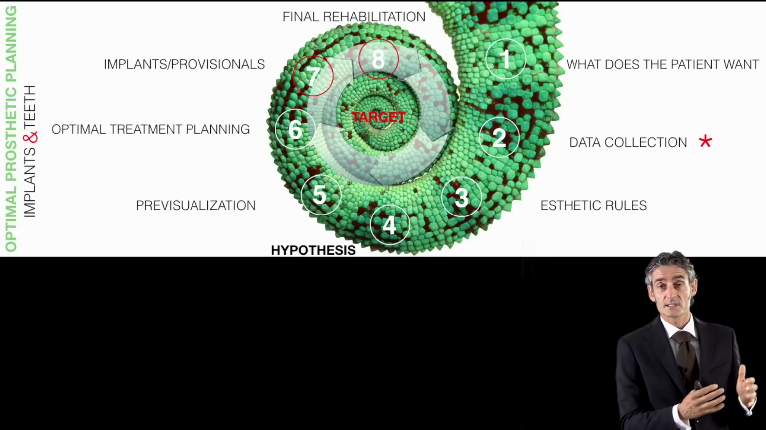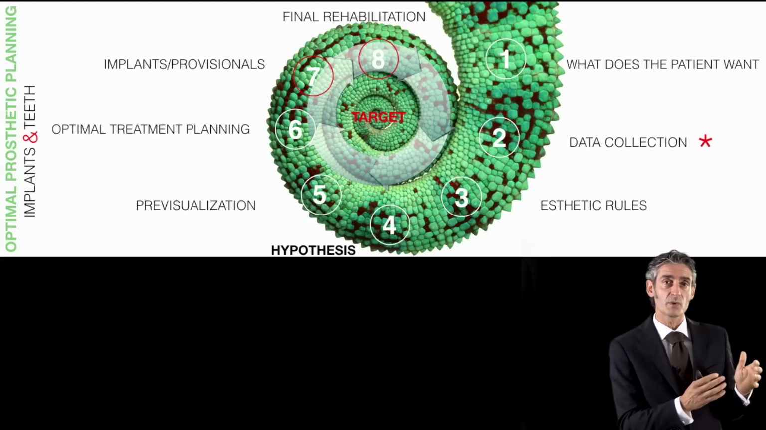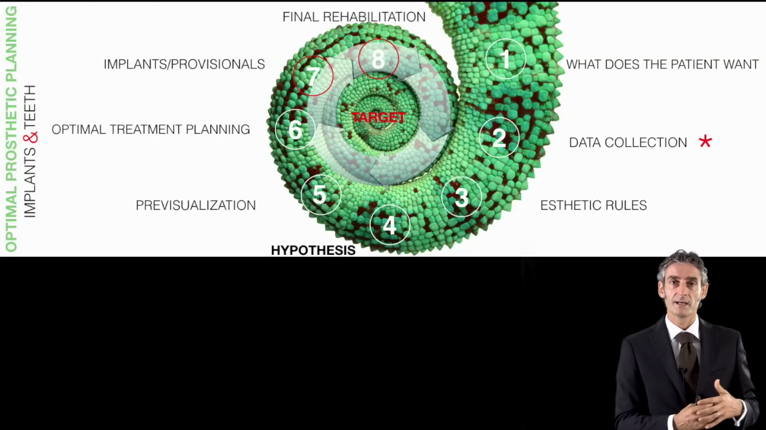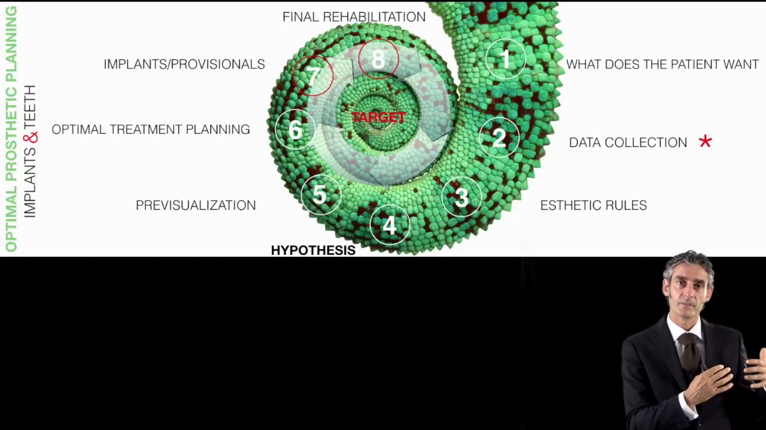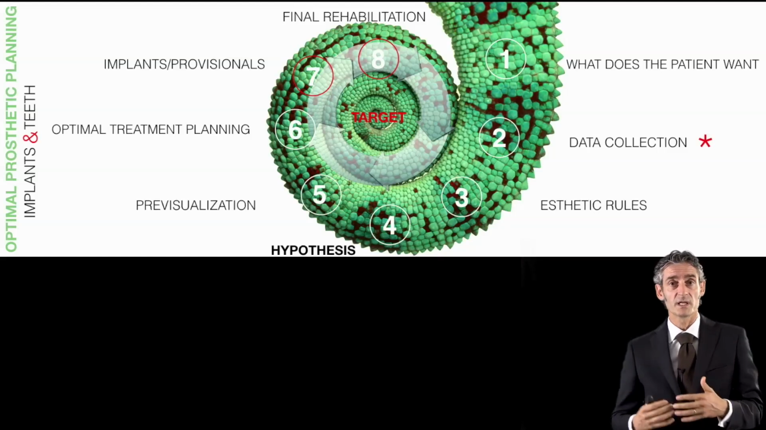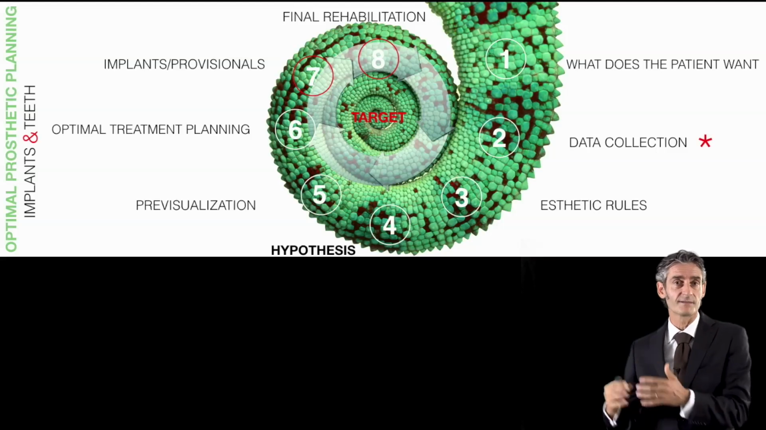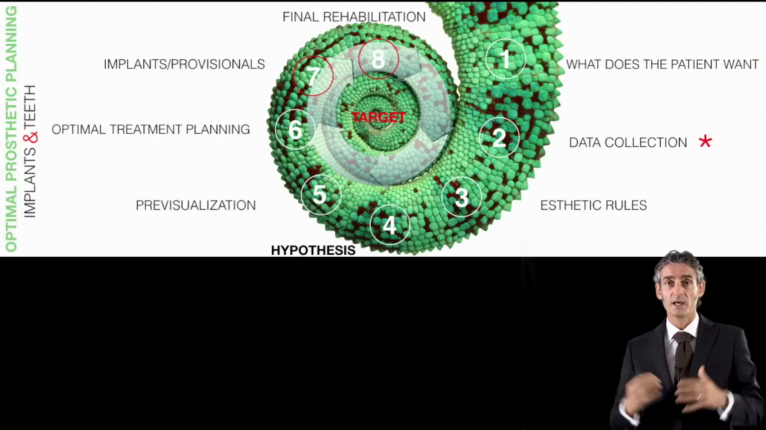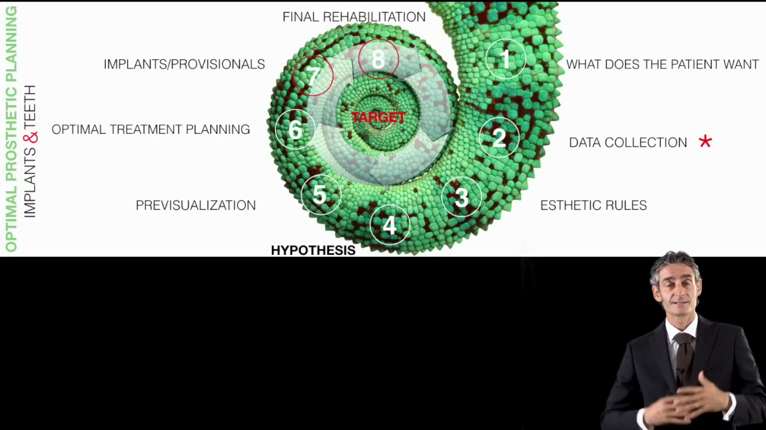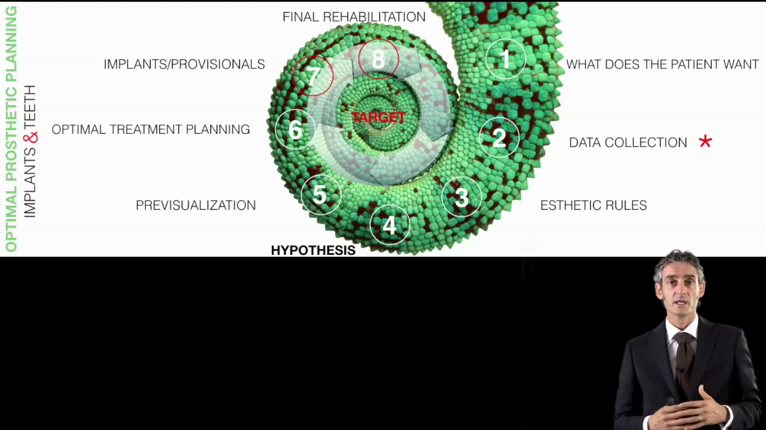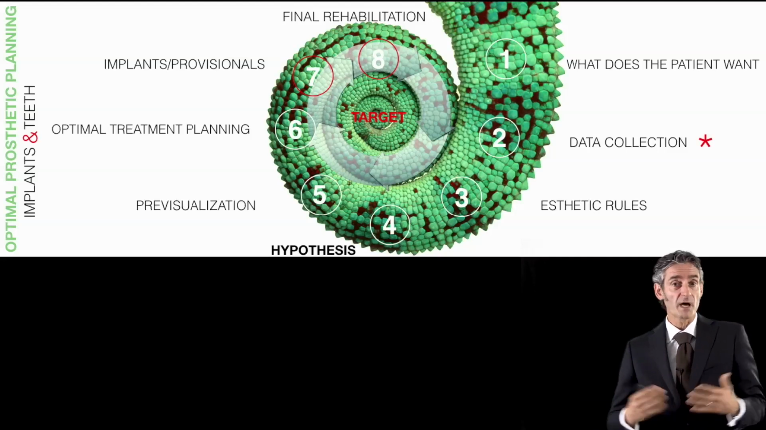Then what we have to do is collect all the information. It means that we have to, for example, make a periodontal chart. We have to take some impressions. We have to take the facebow in the beginning just to set the study model in the right way. And then, for sure, a bite registration.